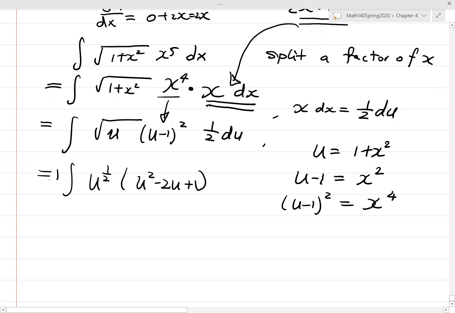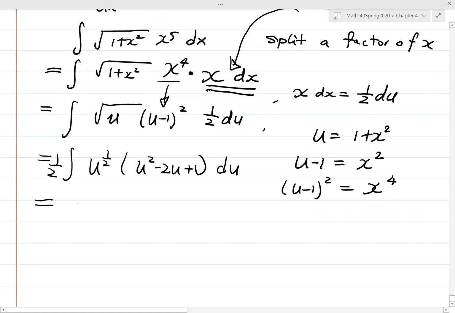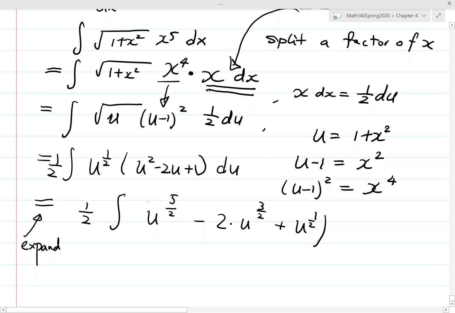Don't forget it's 1/2 du, so 1/2 is a factor to factor out. Then expand and apply the power rule. This is u to the power 1/2 plus 2, which is 5/2, minus twice u to the 1/2 plus 1, which is 3/2, plus u to the 1/2, du. Then apply the power rule.